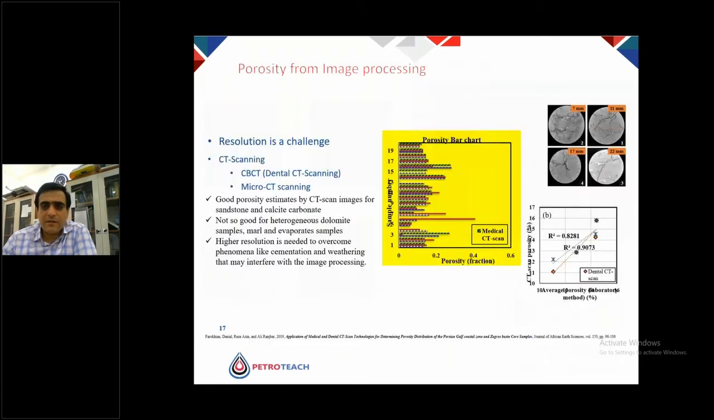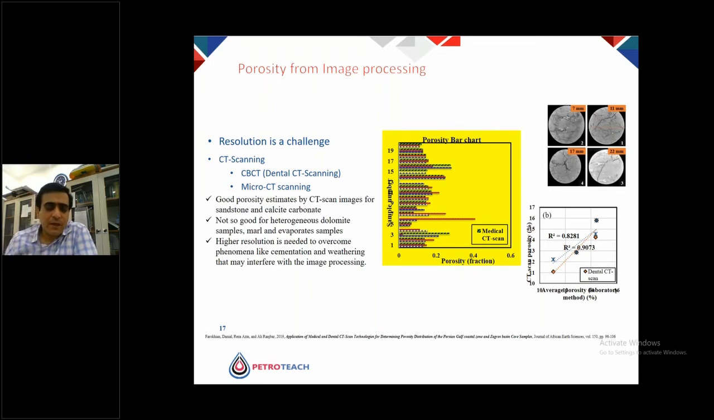In this slide, you can see the results of one of our publications in the Journal of African Earth Sciences. Some of the models show a good match between image processing results and classic porosity measurement, but sometimes there is a large difference between the results, and we have observed that resolution is always a challenge in this approach.